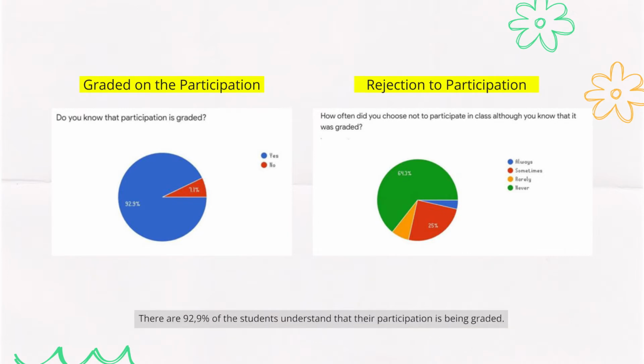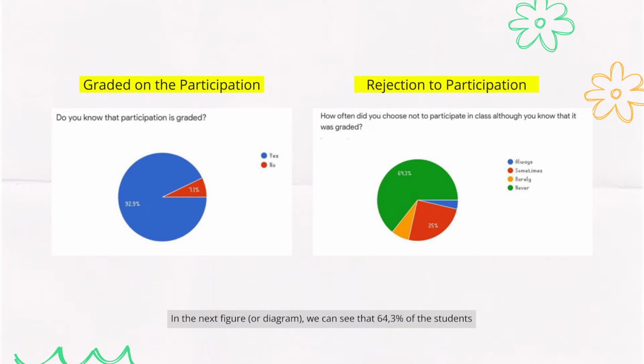There are 92.9% of the students who understand that their participation is being graded. Referring to that data, the ideal class situation would be very active with the students' participation in class discussion. However, the data also shows that there are 7.1% respondents who were not aware of this crucial information.